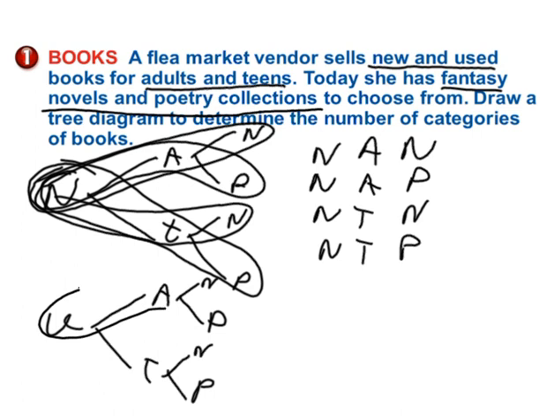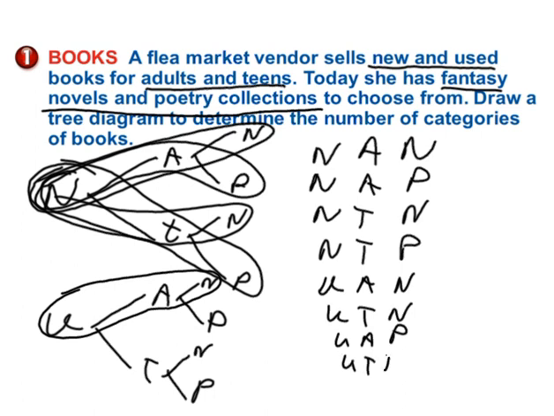I could also have used books that are adults and novels. So used book for adults, that's a novel. Used book for teens, that's a novel. Used book for adults, that's about poetry. And a used book for teens about poetry. So there are 1, 2, 3, 4, 5, 6, 7, 8 different possible outcomes of this scenario.